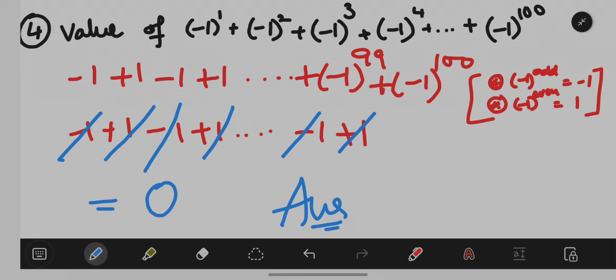So you are supposed to understand the pattern for this type of question. You should not do each and everything in this type of question, okay? Understanding the pattern is more important.